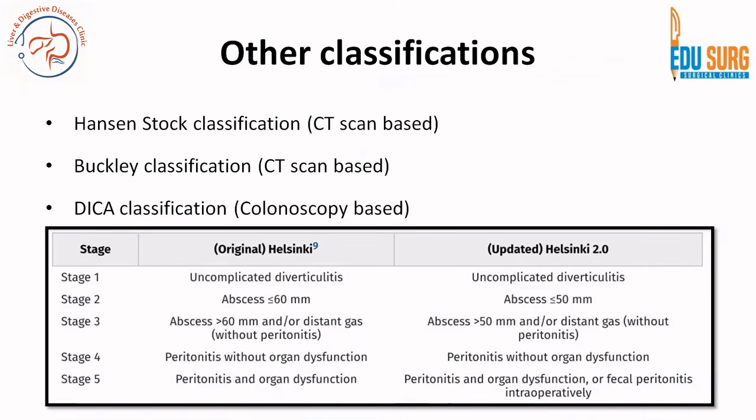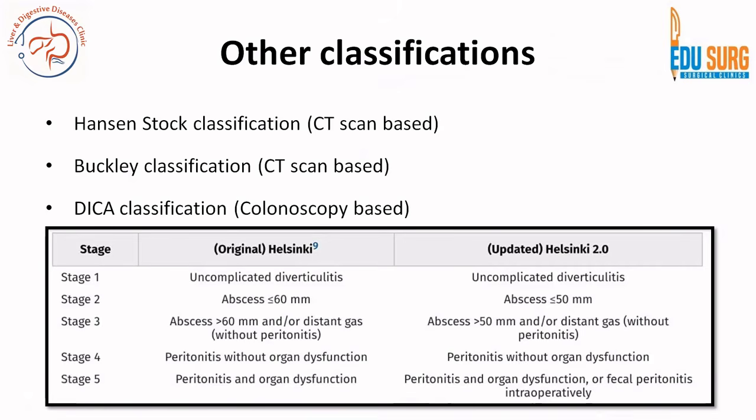There is also a Helsinki classification, and this is a more clinically oriented classification, more or less similar to the WSES classification, but the updated Helsinki 2.0 is what is usually more clinical. They have changed the size of the abscess from 6 centimeter to 5 centimeter. Less than 5 is stage 2, more than 5 and all distant gas is stage 3. 4 and 5 are organ dysfunction. So that is why this is a more clinical classification.